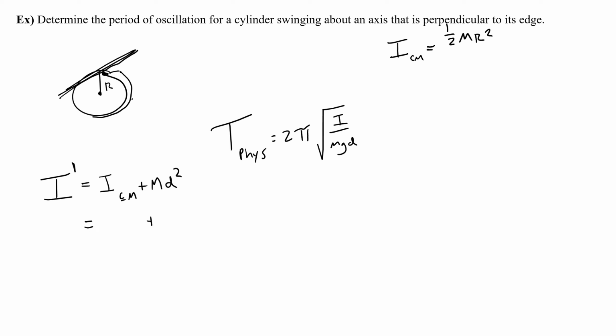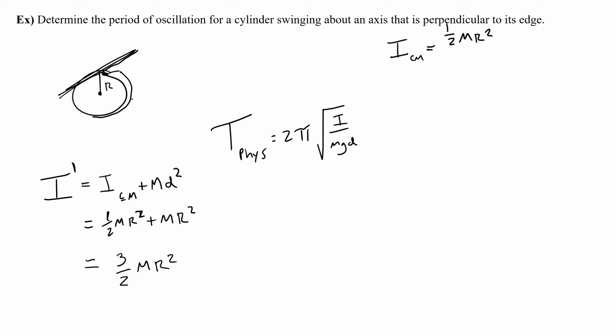So really what we should do is write plus mr squared. And the moment of inertia at the center of mass is 1/2 the mass times radius squared. So 1/2 mr squared plus mr squared, that's going to give me, wait, I said the wrong thing. That's 1.5. So 3 over 2 mr squared.